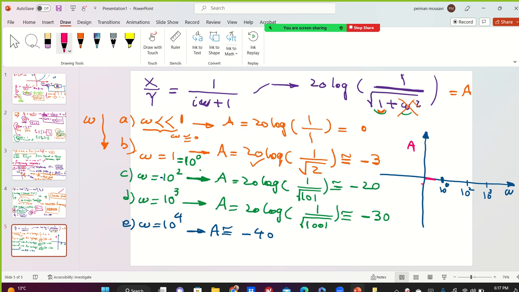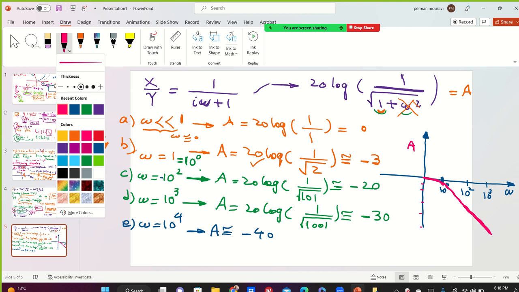So here is -3. It comes, and here is -3. Here we go, -3. Then it goes to this. It's going to be how much? Minus 20. So here 10 is 20. So here we're going to go. Okay. And then 10 to the 3 is going to be 40. See what I'm saying?